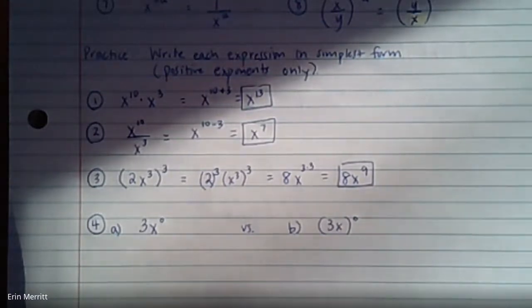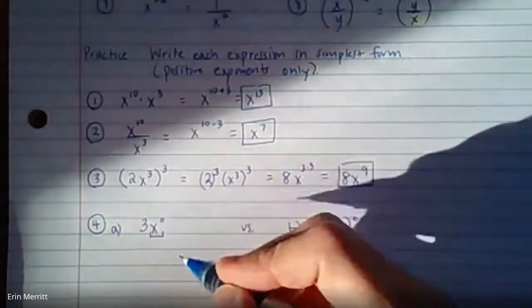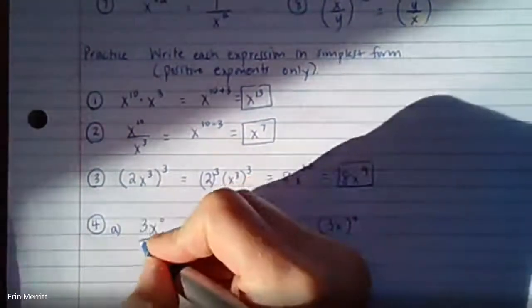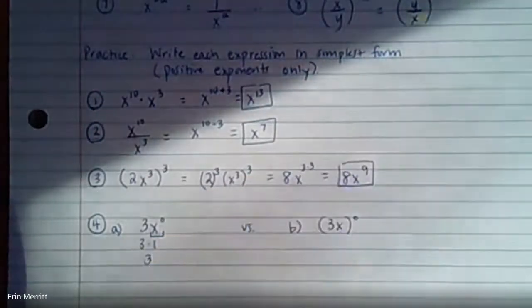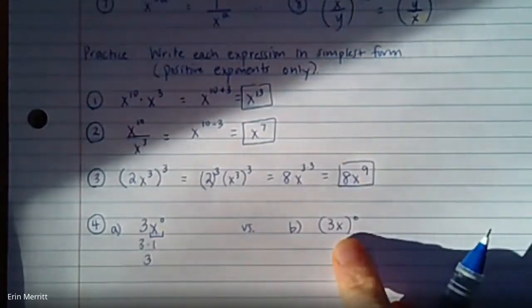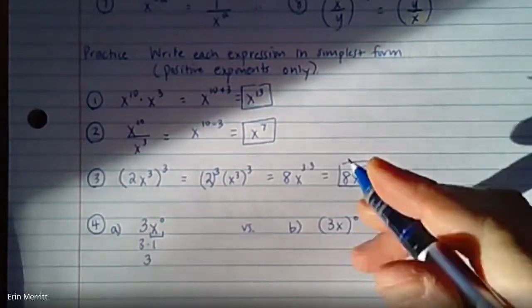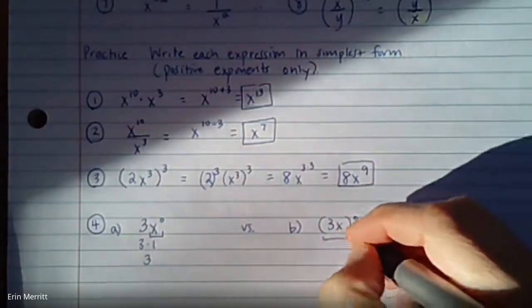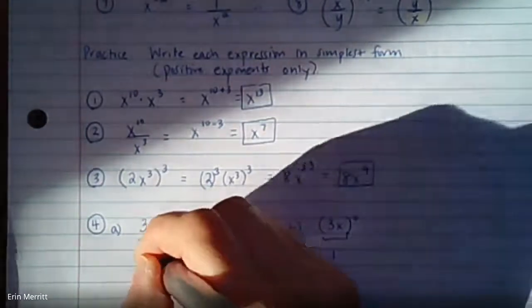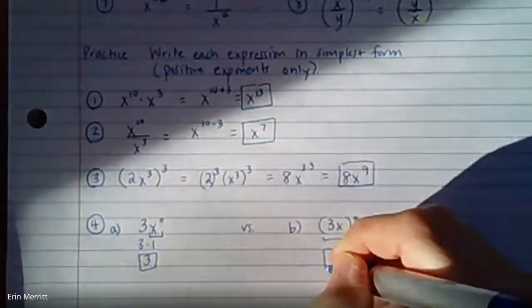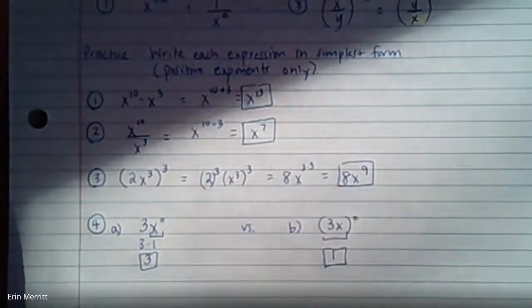So the rule, x to the 0 is 1. Here, just the x is raised to the 0. So this would be 3 times 1, which is 3. Over here, the whole thing's being raised to the 0 power. So the whole thing just turns into 1. So that tiny little difference makes a difference in that answer there.